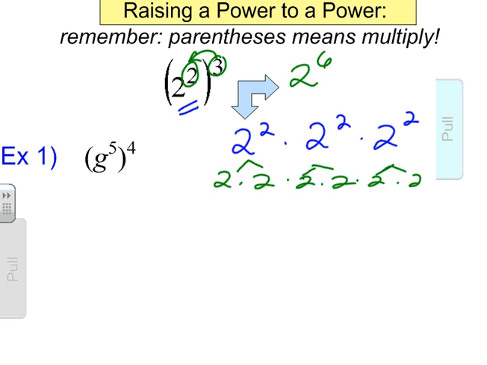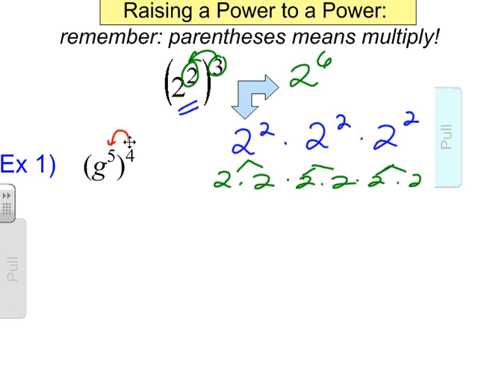So here I have an example 1. I have g to the 5th power and the whole thing raised to the 4th power. And what we would do is multiply, because we distribute that exponent of 4 to the exponent of 5, and that would give us a g with now an exponent of 20. If you can visualize that there are 4 of these, g to the 5ths, and if we added them all up, we would have 20 of them.